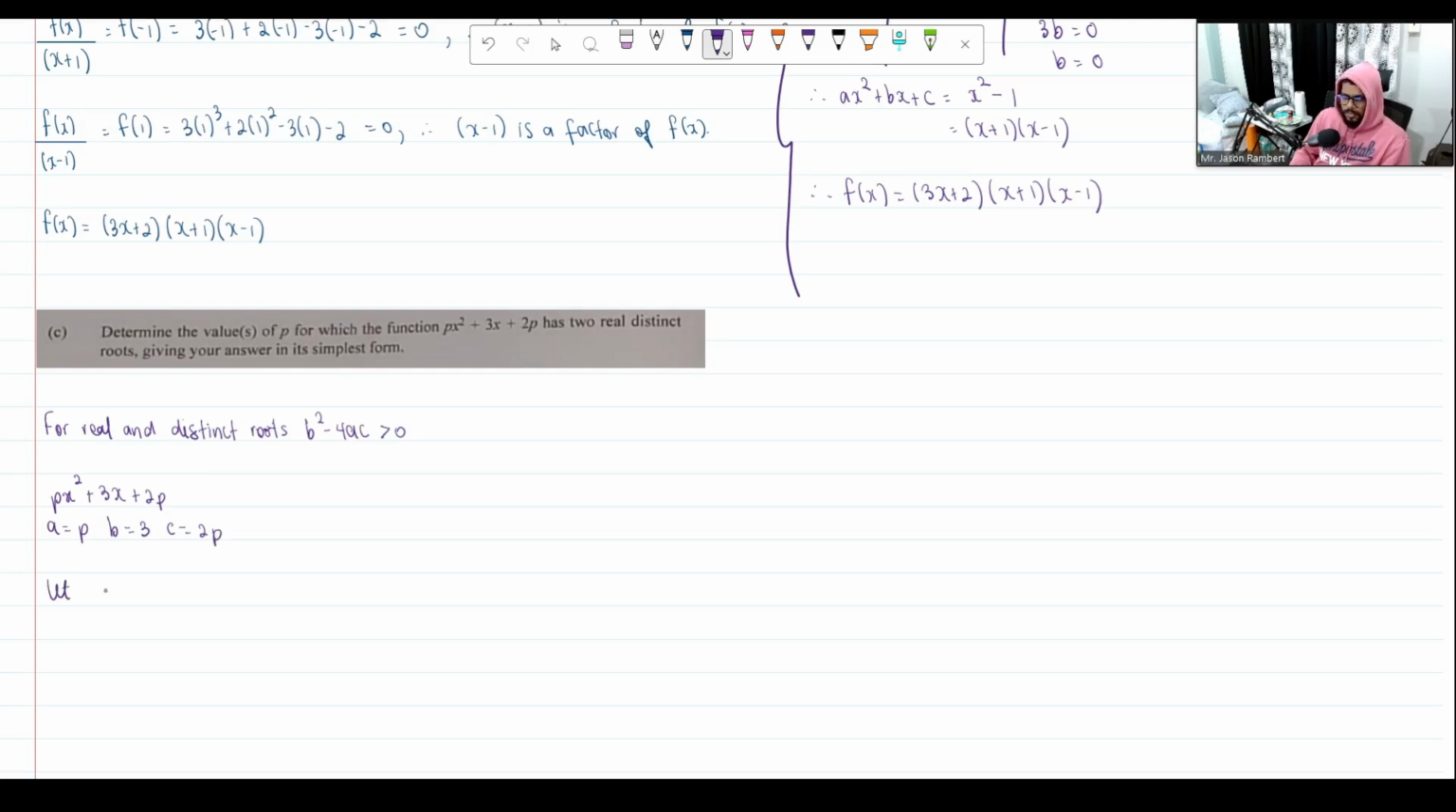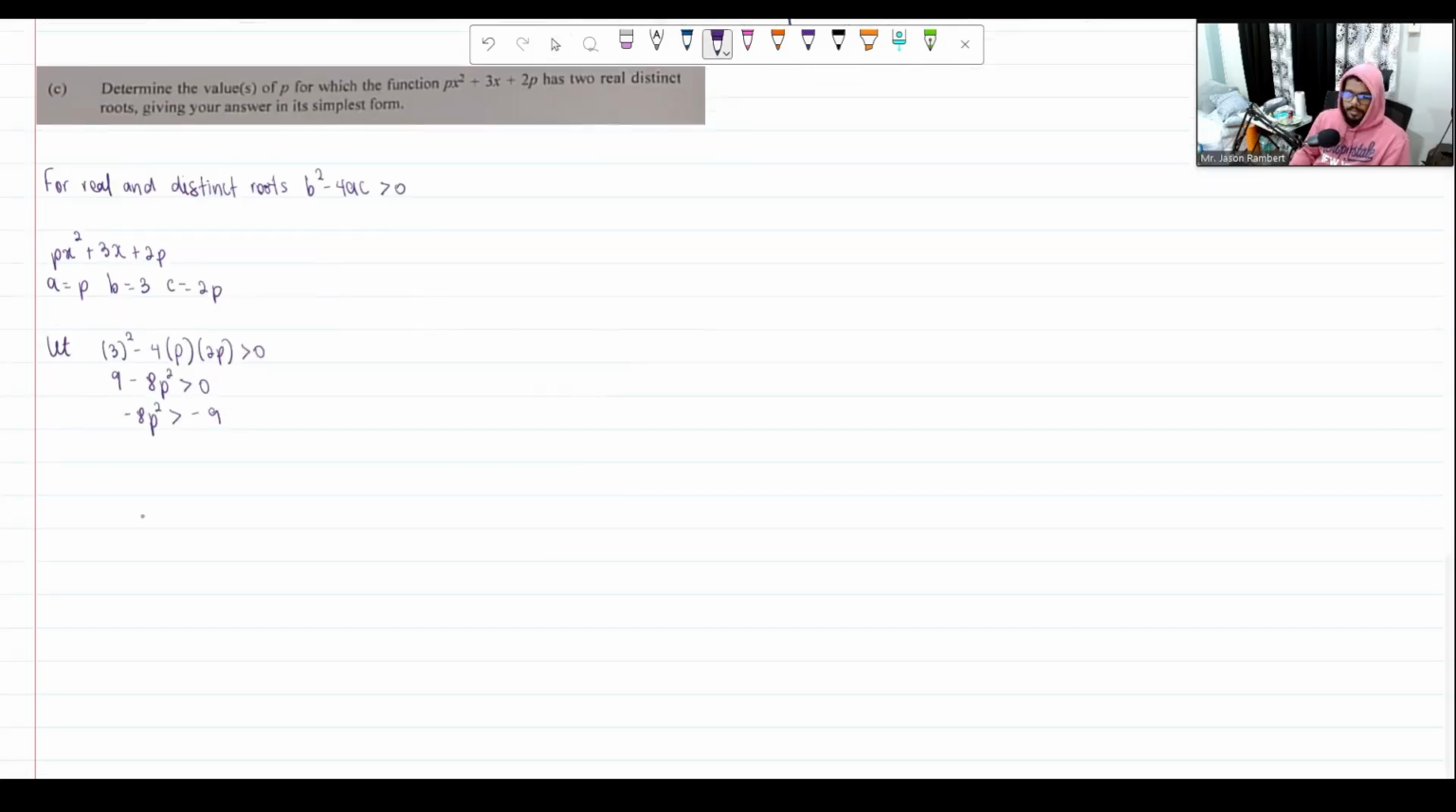Let b squared minus 4ac be greater than 0. 9 take away 4 2s are 8p squared, be greater than 0. Minus 8p squared is greater than minus 9. Divide both sides by minus 8. We are going to get p squared is less than 9 over 8. And p is less than the square root of 9, which is 3, divided by the square root of 8, which is the square root of 4 by the square root of 2, which is 2 root 2.